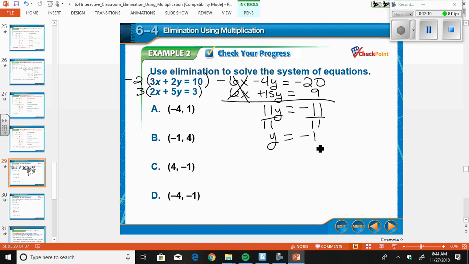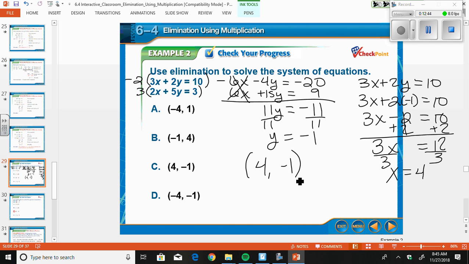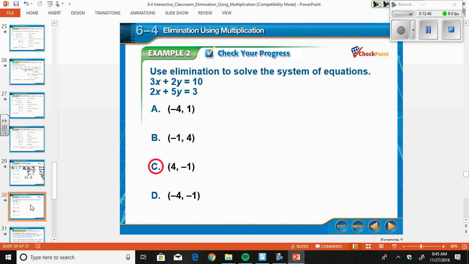And I get y equals negative 1. And now I go back to an original equation. 1 or 2, I don't care, but original. So 3x plus 2y equals 10. I get 3x plus 2 times negative 1 equals 10. So 3x minus 2 equals 10. Add 2 to both sides, and we get 3x equals 12. So x equals 4. So we get the point (4, negative 1). So always remember to go back to that original equation when we're plugging back in.